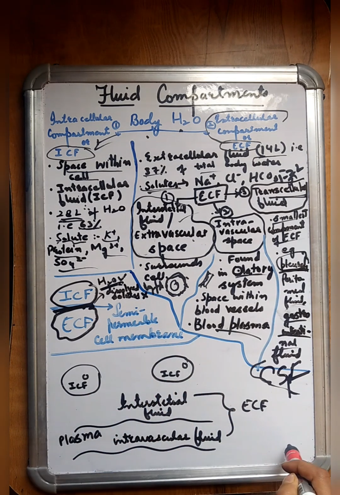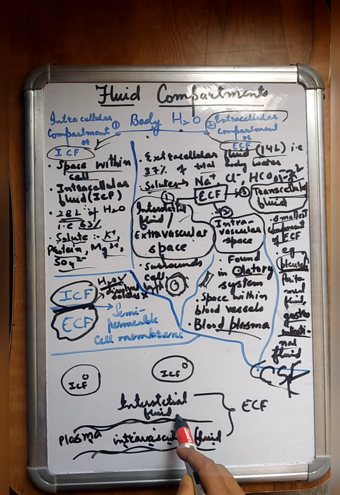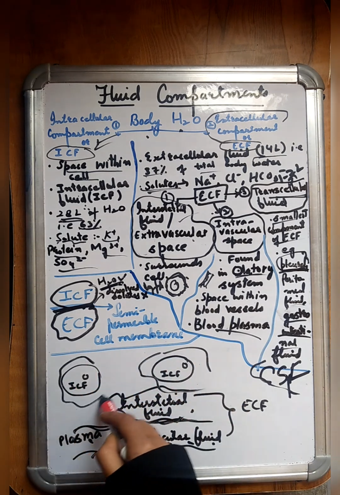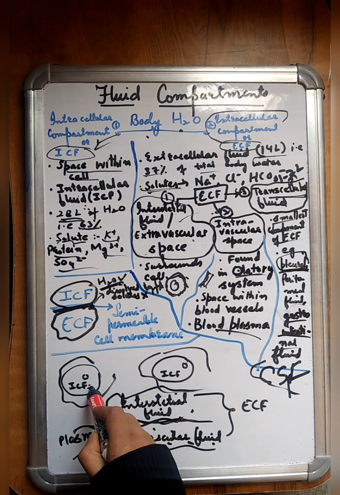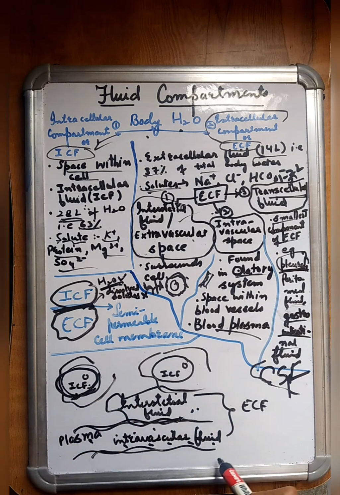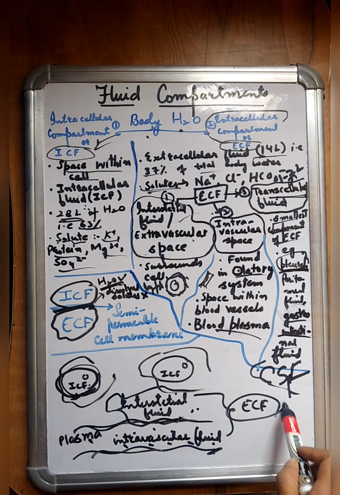Let's understand this diagram. This is the plasma and inside it is the intravascular fluid. Outside the plasma is the interstitial fluid that is surrounding the rest of the cells. This is a cell and inside it is the intracellular fluid. Interstitial fluid and the intravascular fluid together comprise the ECF.